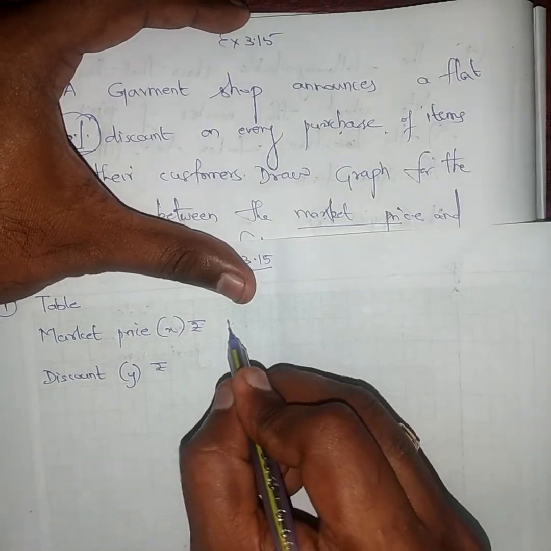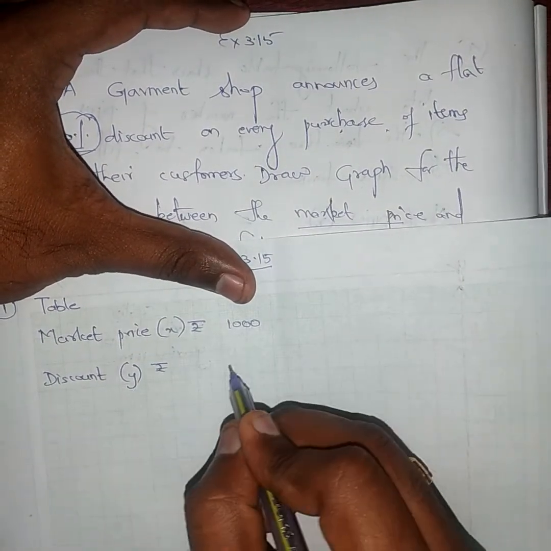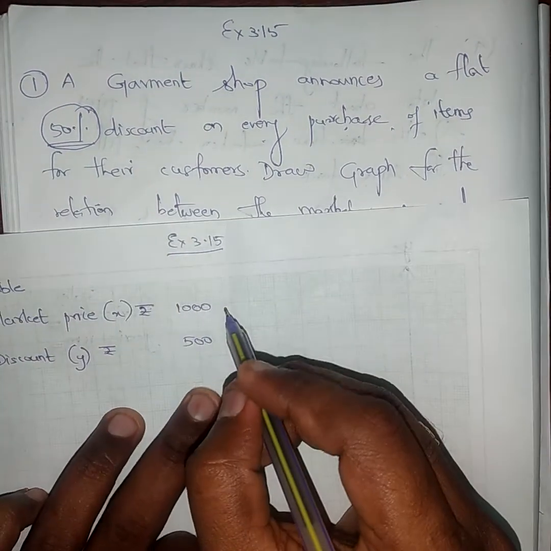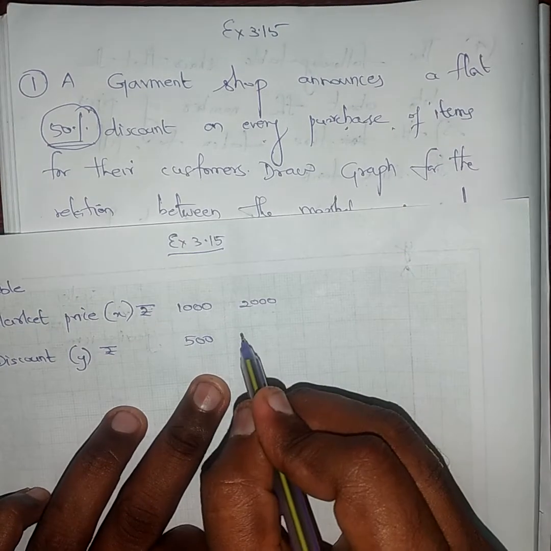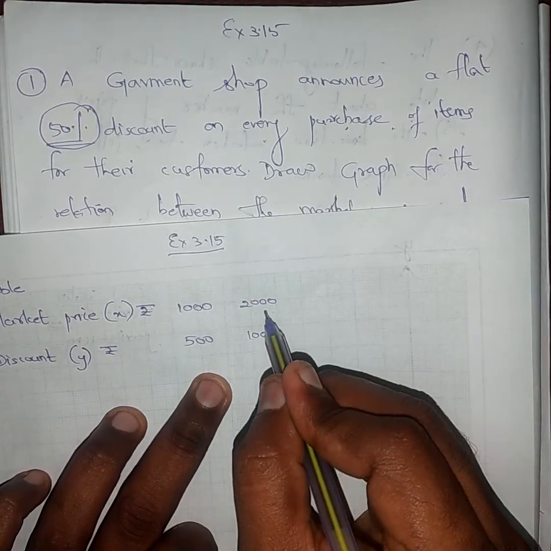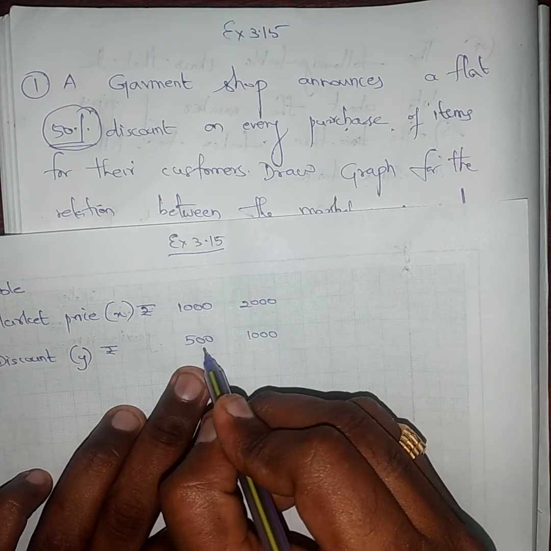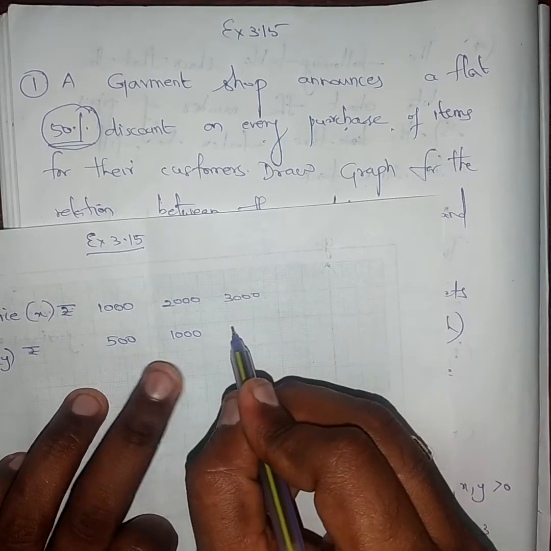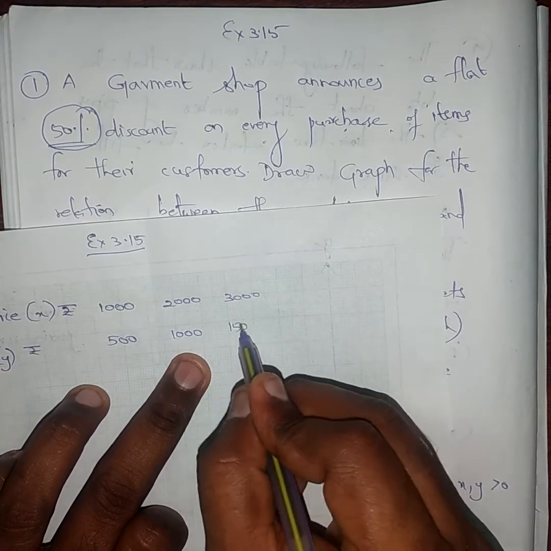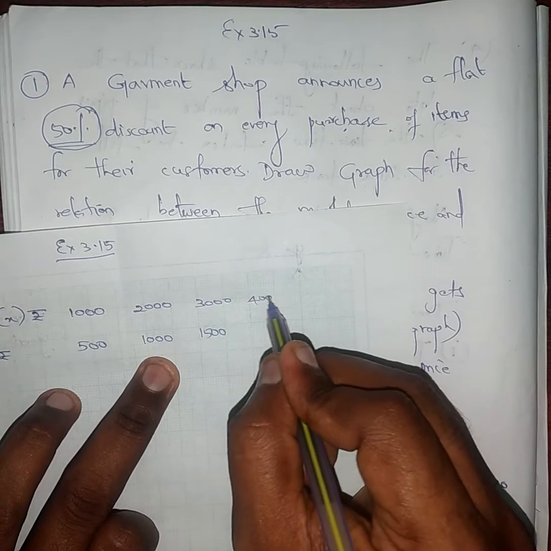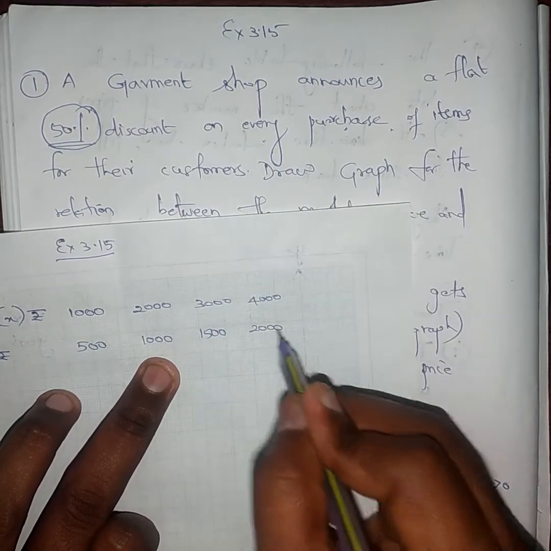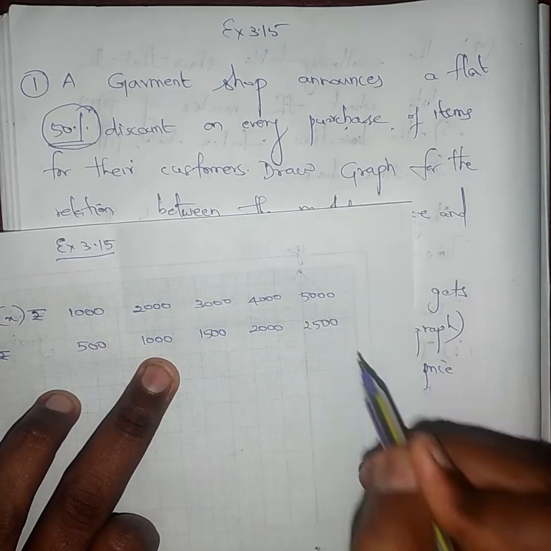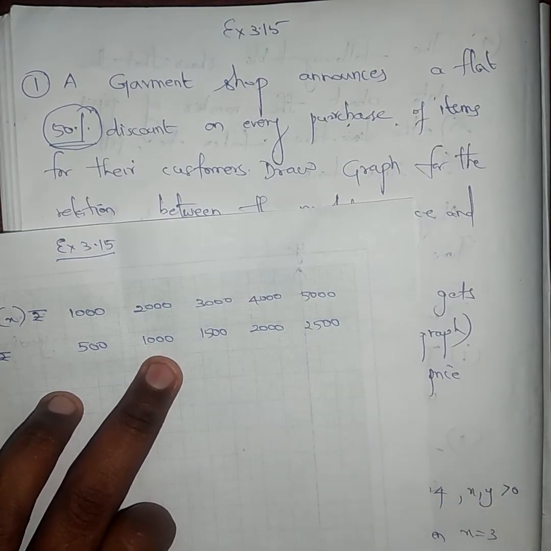If the market price is rupees 1,000, a 50% discount is nothing but 500. If the market price is 2,000, the 50% discount is 1,000, because 50% means half of it. If the market price is 3,000, half of it is 1,500. If it is 4,000, half is 2,000. If it is 5,000, half is 2,500. These 5 points are enough to do the sum.